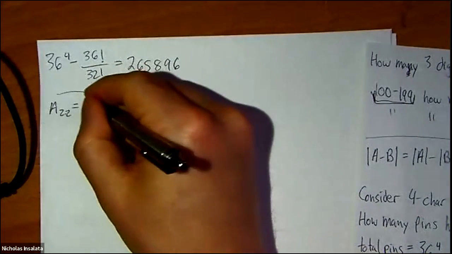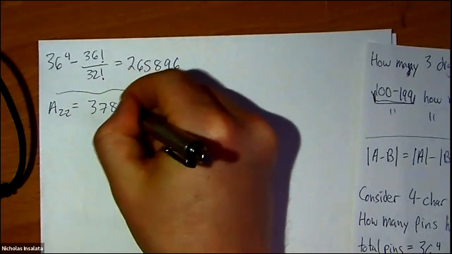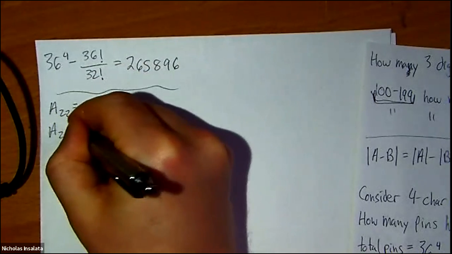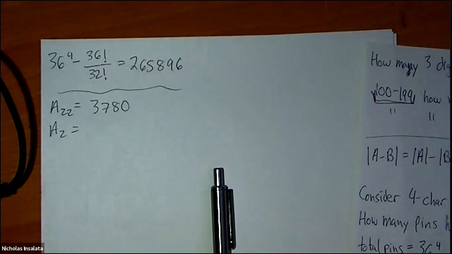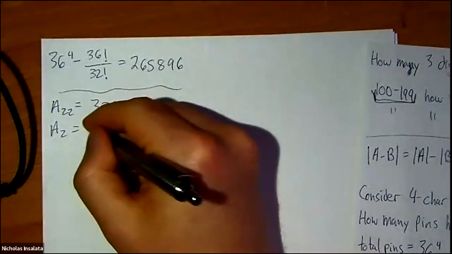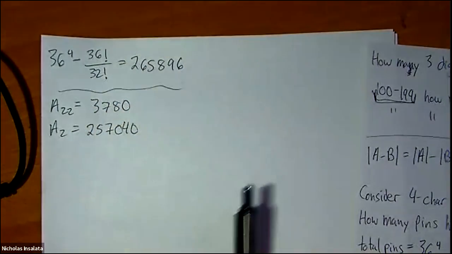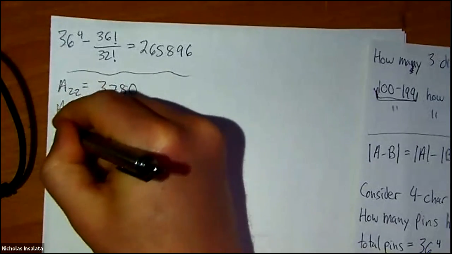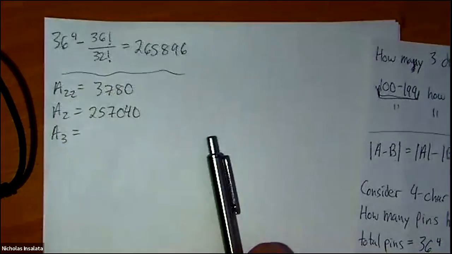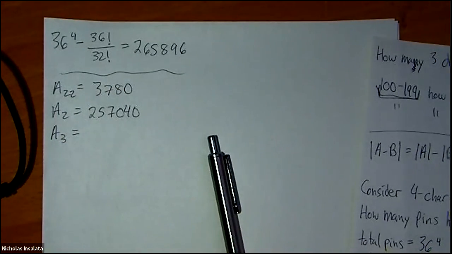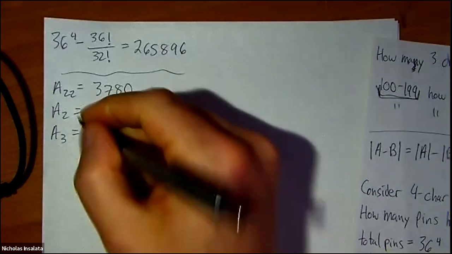Okay, 3,780. Okay, so A3, that's 36, 35, 34 times 6. Okay, 257,040. Okay, how about A4? Well, that's going to be 36 times 35 times 4. It's going to be 5,040.